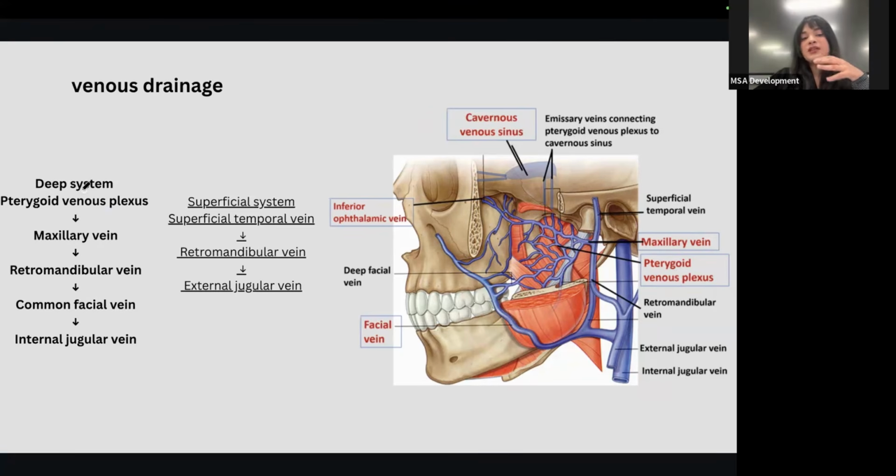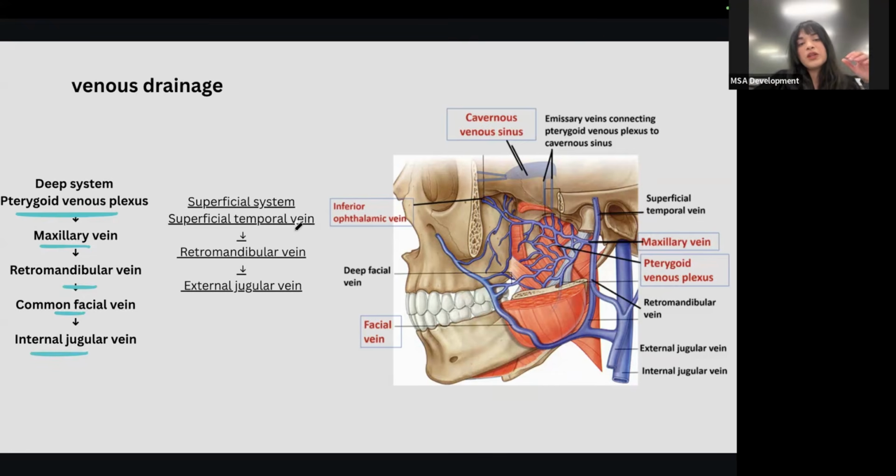This is just a restructure again. So the deep system is the internal jugular vein. Okay, so you have the pterygoid venous plexus. It becomes the maxillary vein. Maxillary vein is going to become the retromandibular vein. Okay, and the retromandibular vein is going to go ahead, join up with the facial vein. You're going to get the common facial vein, and then you'll get the internal jugular vein. Okay, so this is a deep system.